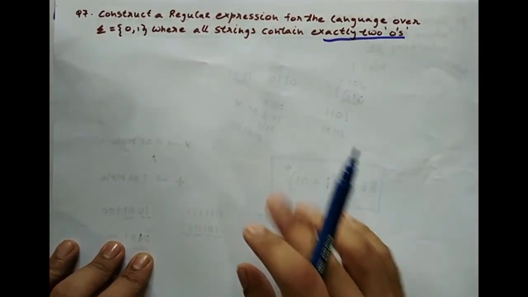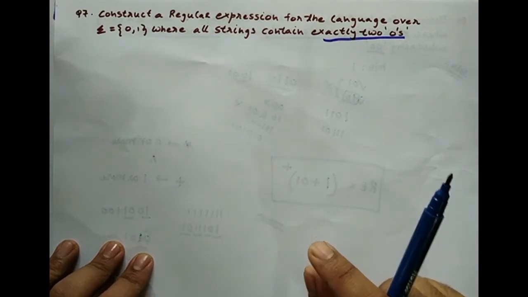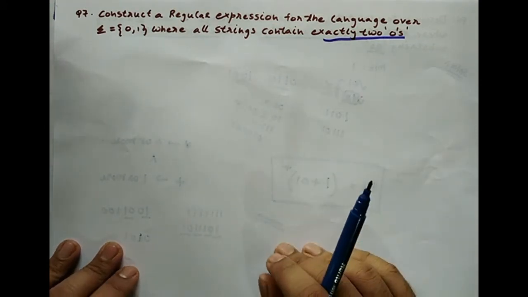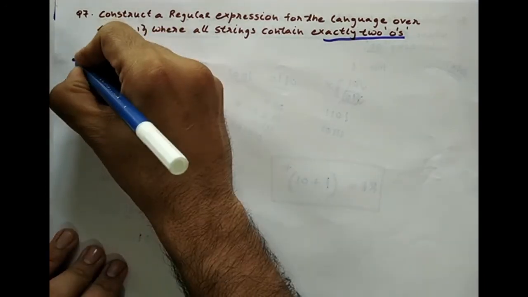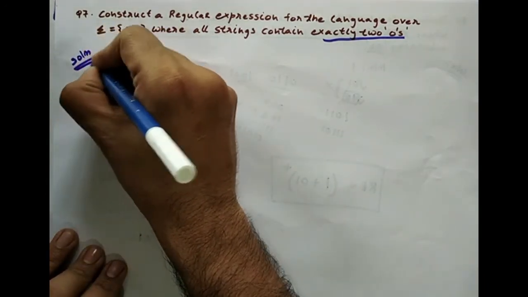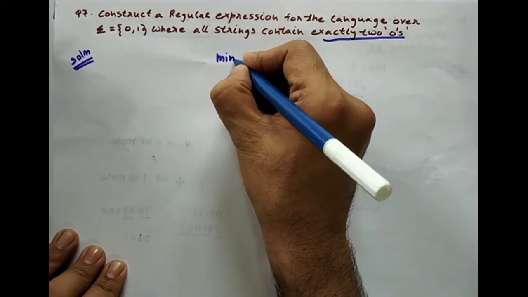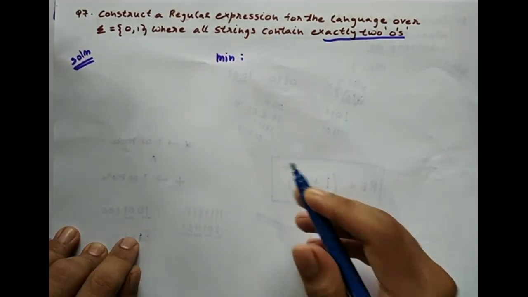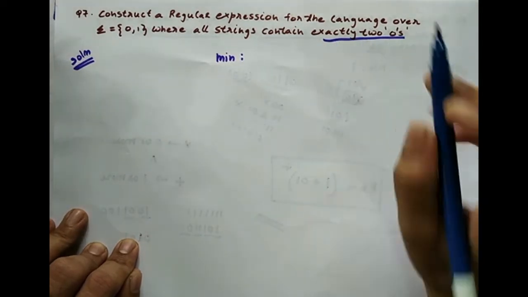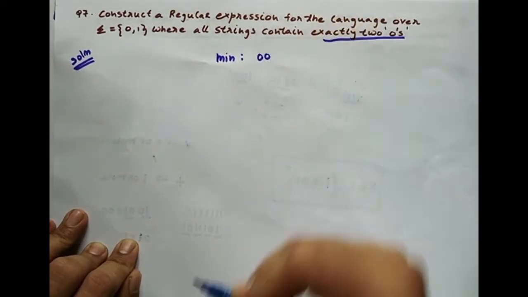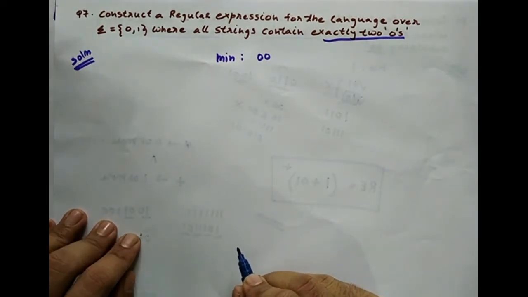Next question is, are the zeros supposed to be contiguous one after the other, or can they exist anywhere? It may be contiguous or it may exist anywhere. So as part of the solution, the very first thing I always tell you is to find the minimum possible string in this case. The mandatory thing is exactly 2 zeros should be there. So the minimum possible string will be 2 zeros itself. 0 0 is the minimum possible string.